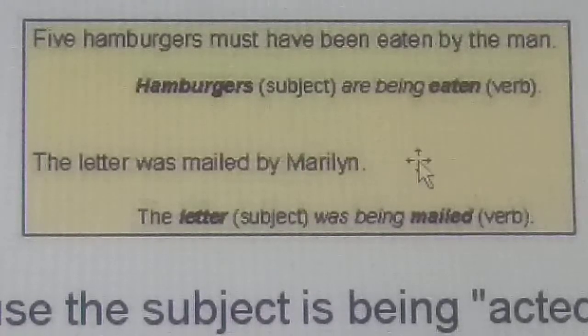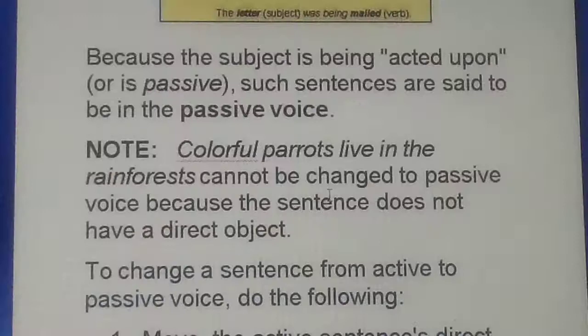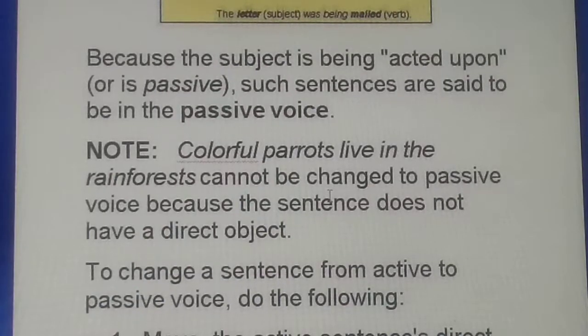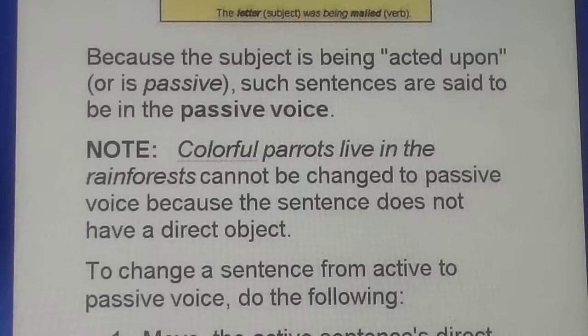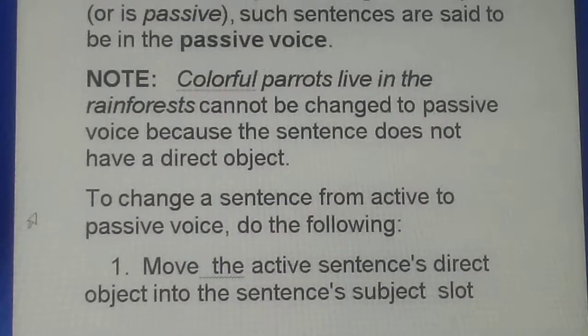The letter was mailed by Marilyn. The letter was being mailed by Marilyn. So look at the subject and look at the verb. Because the subject is being acted upon, that is passive, such sentences are said to be in the passive voice. So they are being acted upon. They are not doing the work. Note, colorful parrots live in the rainforest cannot be changed to passive voice because the sentence does not have an object, a direct object.